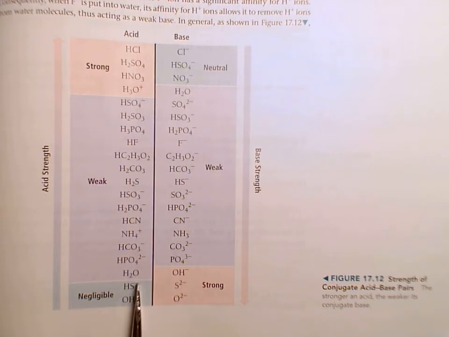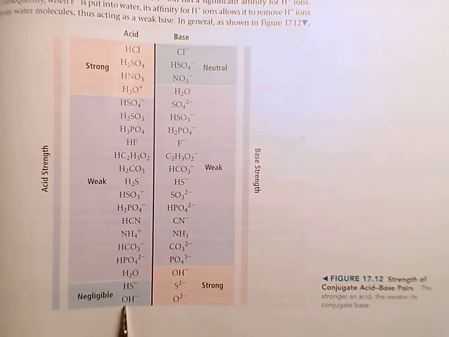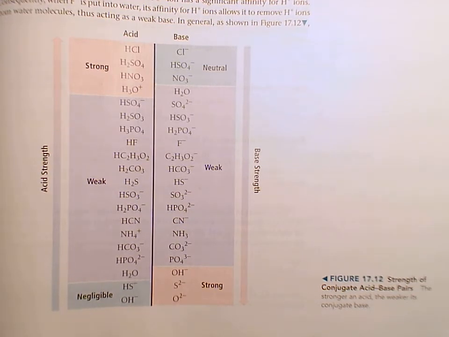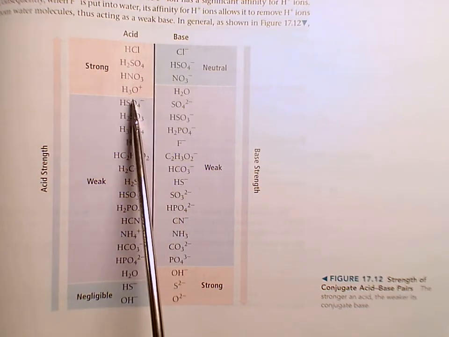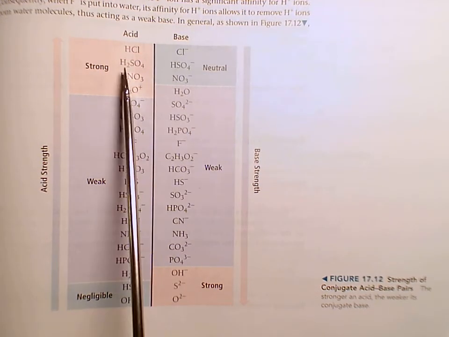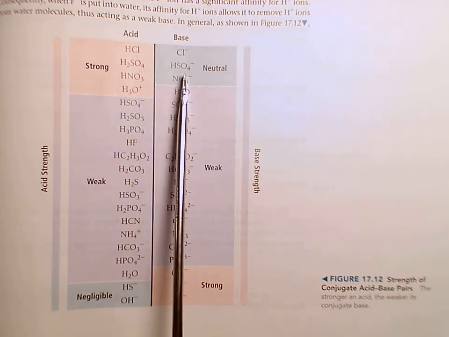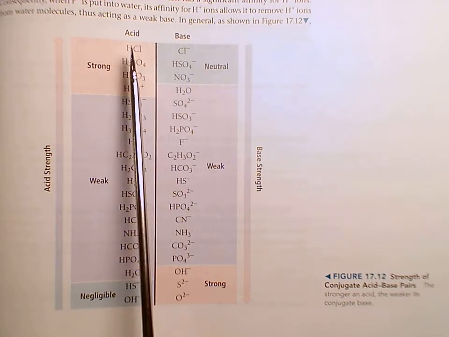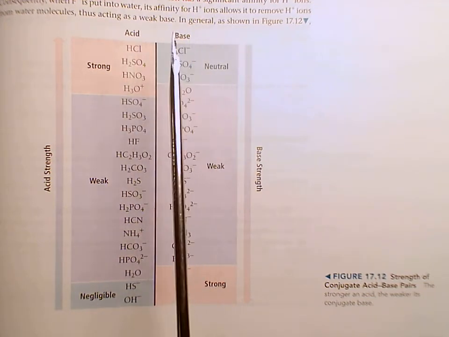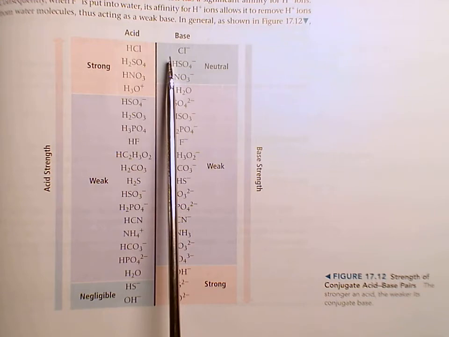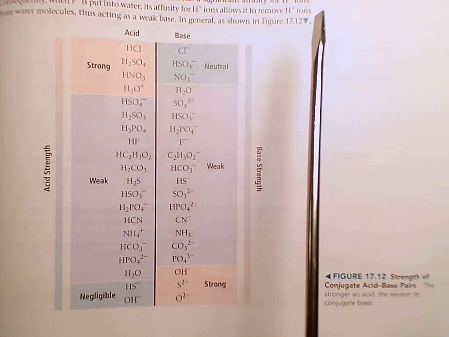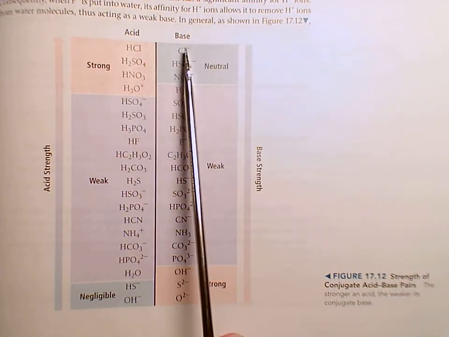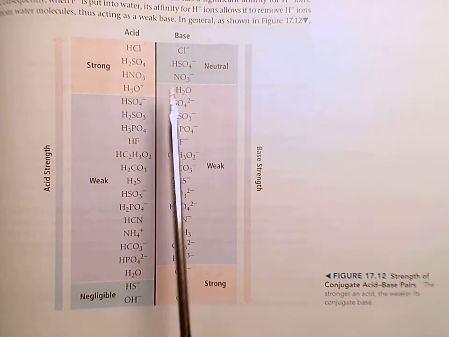And so then our weakest acid is water, and these, well, HS minus and OH minus, we classify those as bases, so we don't even worry about their acidic properties for this class. All right. But these are weak acids. Here we have the conjugate bases of these acids. Note HCl is a strong acid. Its conjugate base is Cl minus. The conjugate base of a strong acid is neutral. Okay. So these guys are fairly neutral.